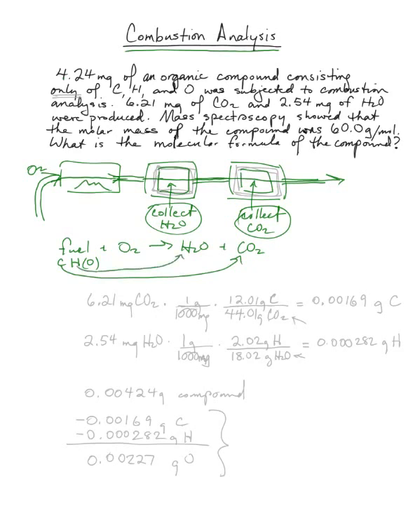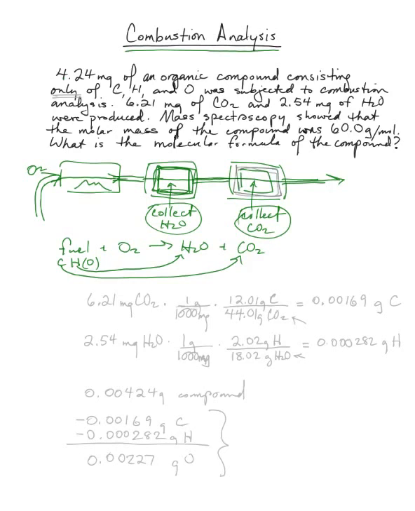So if we weigh this little water sponge in the first collection chamber before the combustion and then after the combustion, the water that is trapped in that sponge is going to be the difference in the mass between the before and the after. And so we'll know how much water was produced by the combustion.